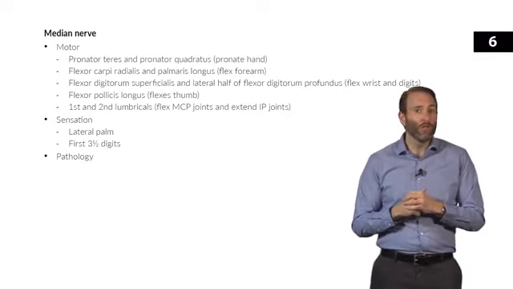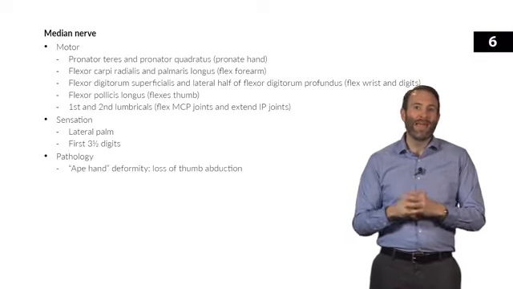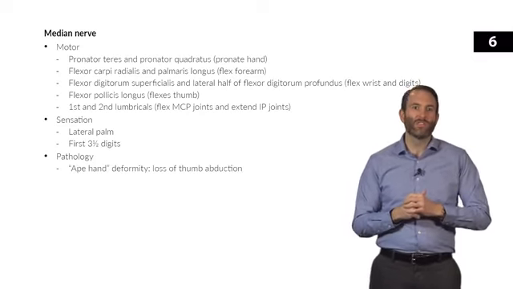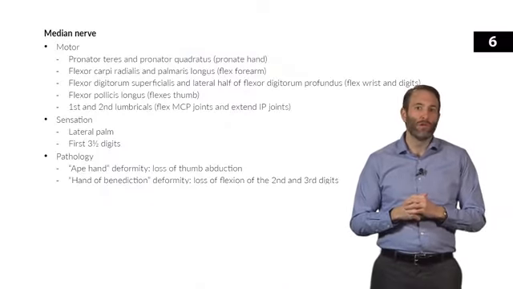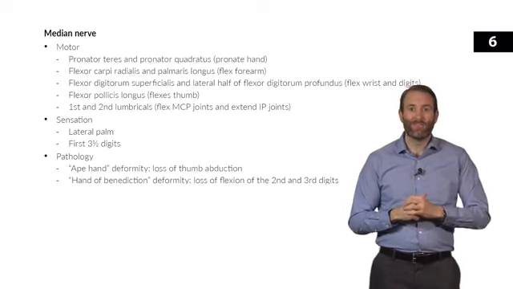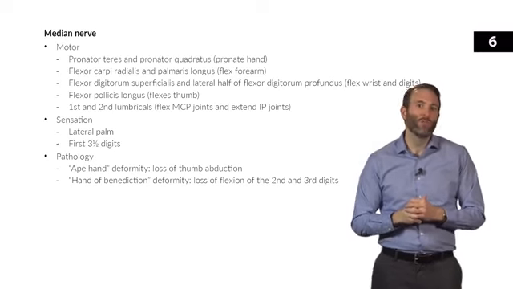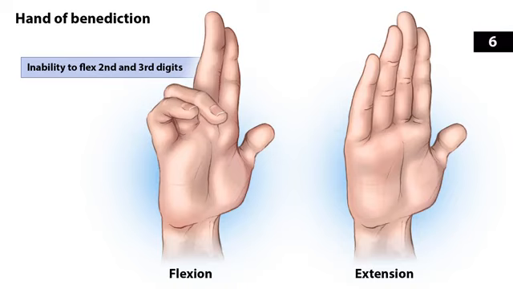Now, an injury to the elbow can result in something called ape hand deformity. Because of the loss of the innervation of the thenar muscles, the patient is unable to abduct the thumb, so the thumb will be unable to move away from the hand, kind of looks like an ape. Now, an injury to the elbow or even above may result in what's called the hand of benediction or Pope's blessing. Here, the patient loses the ability to flex digits 2 and 3, the index and the middle finger. So when you ask the patient to make a fist, they can flex the pinky and the ring finger, but they can't flex the index and the middle finger.